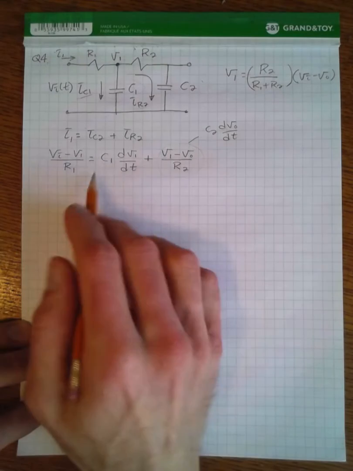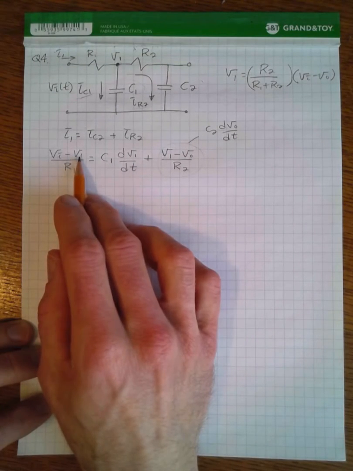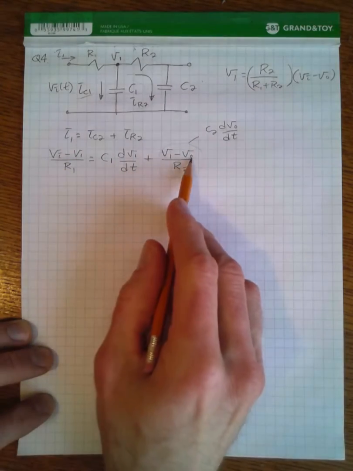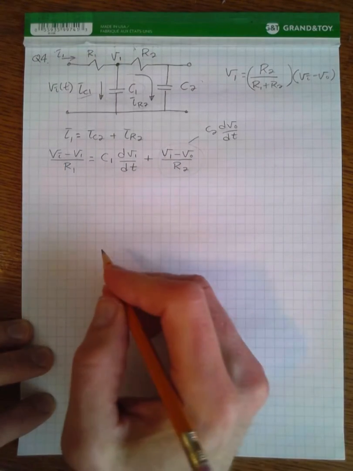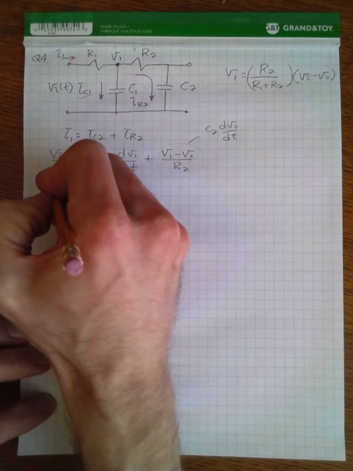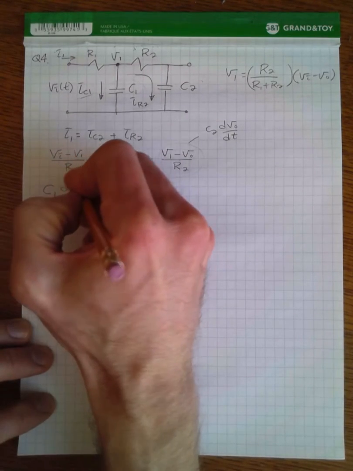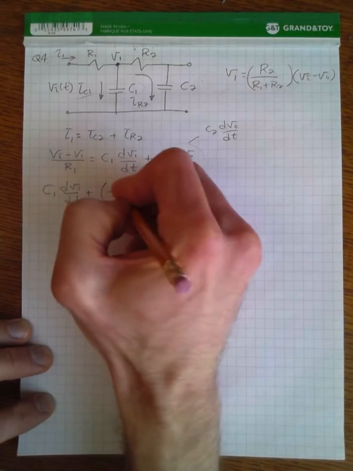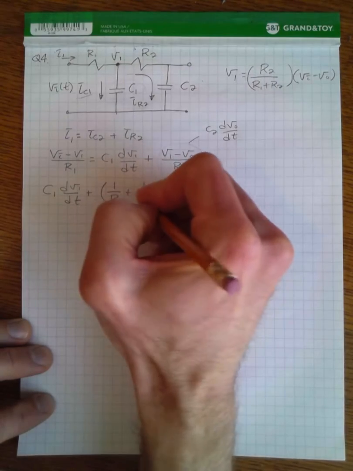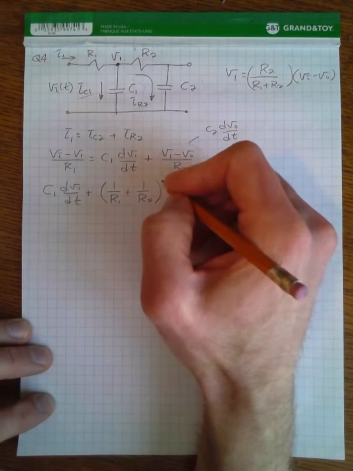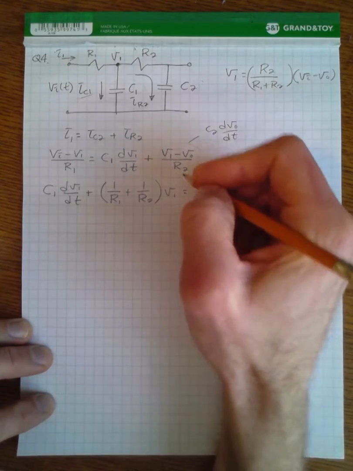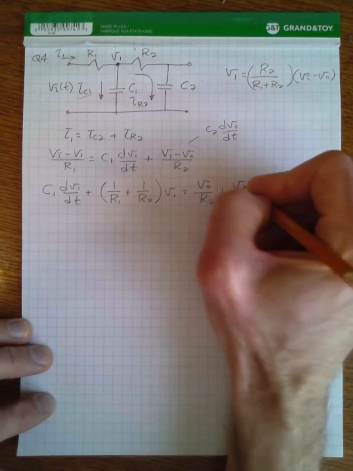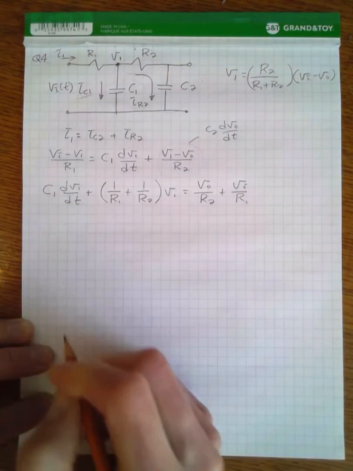So with the way I've set up this problem, obviously V1 is something we want to get rid of. When we're deriving a transfer function, we want an equation only in terms of V out and V in. And so my next step was to group the V1 terms on the left-hand side of the equation, so that we have (1/R1 plus 1/R2) V1 plus C1 dV1/dt equal to V out over R2 plus V in over R1.